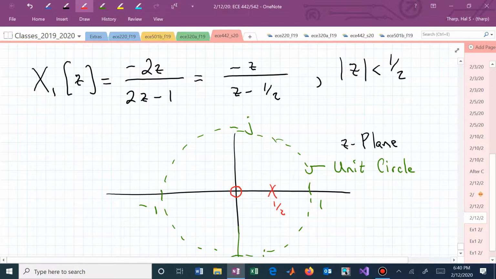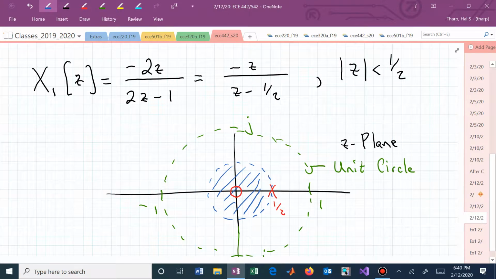What's my region of convergence? Everything inside. That's supposed to be a circle. It doesn't look like it's symmetric about the origin, but you can make yours symmetric. That's now the region of convergence.